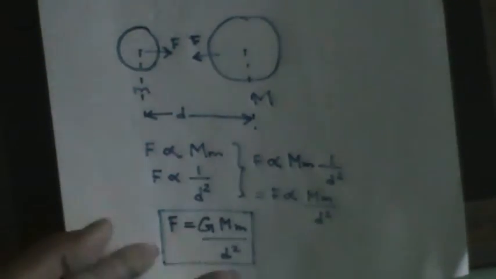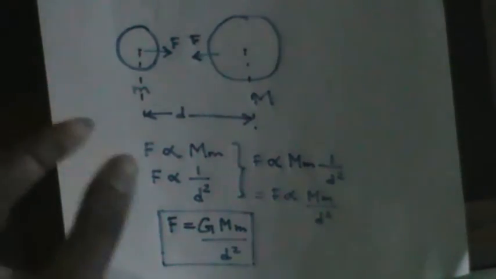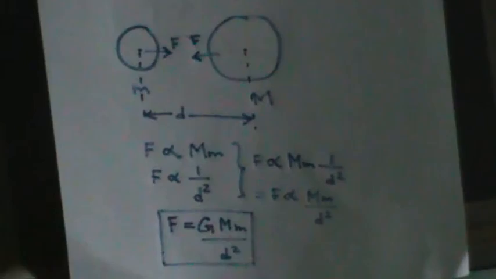So G is a constant for any two masses and for any distance between these two masses. What is actually happening is that if the masses of these individual objects increase, the force of attraction increases, and if the distance decreases, again the force increases. So to have a maximum force, you need the maximum mass of these two objects and the minimum distance between these two objects.